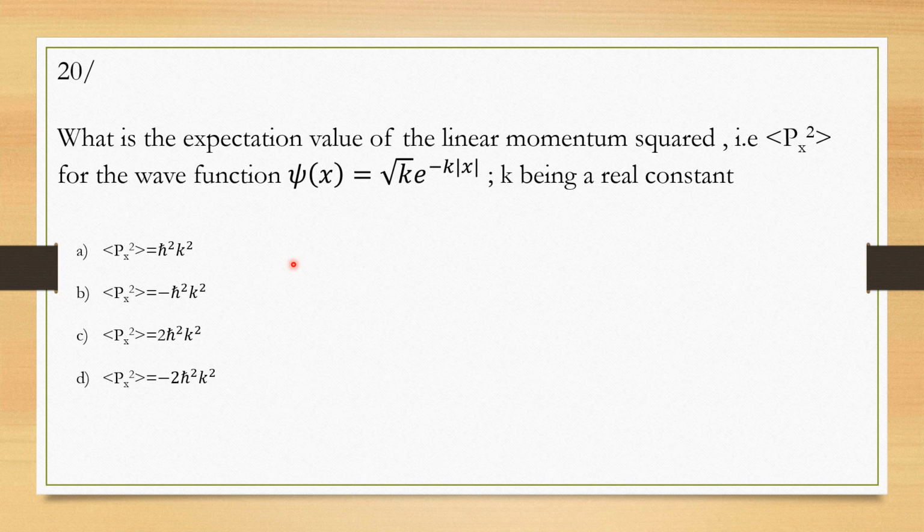And here is the last question of this session, that is, what is the expectation value of the linear momentum squared, that is the expectation value of px², for the wave function ψ(x) = √k e^(-k|x|), where k is a real constant. And the options are ħ²k², -ħ²k², 2ħ²k², and -2ħ²k². So let's see.